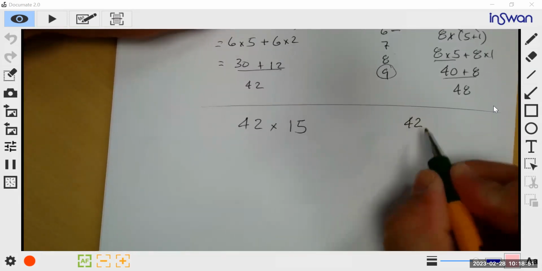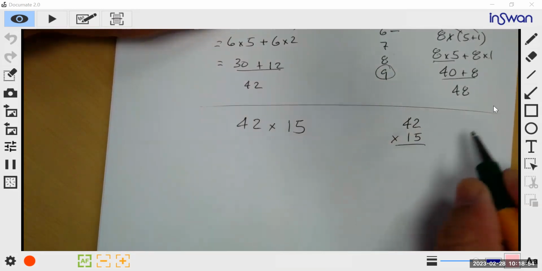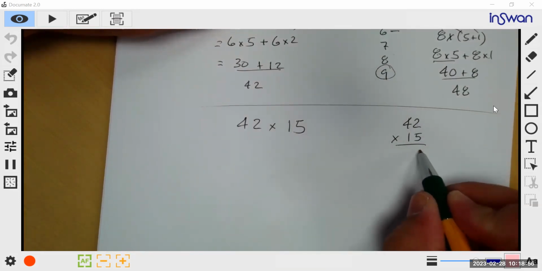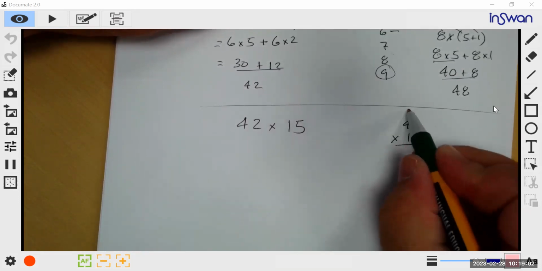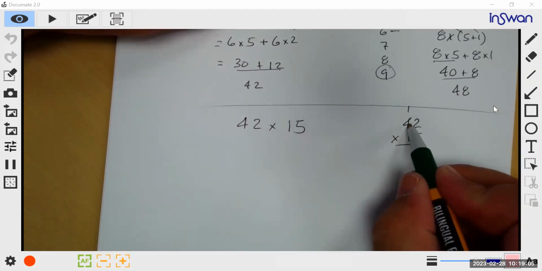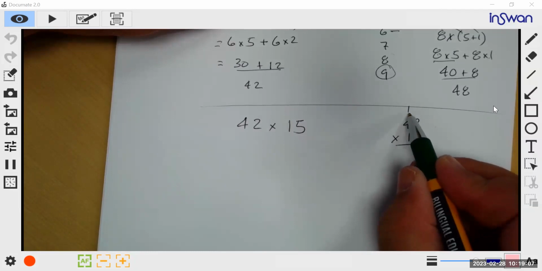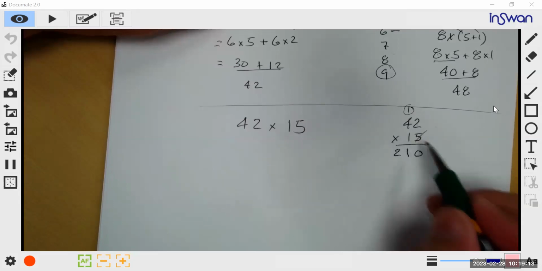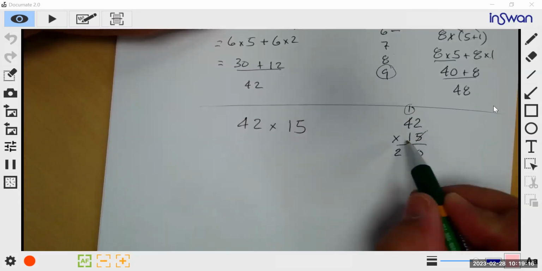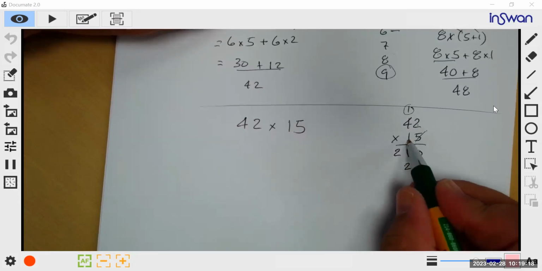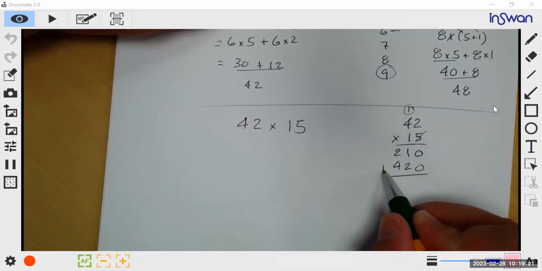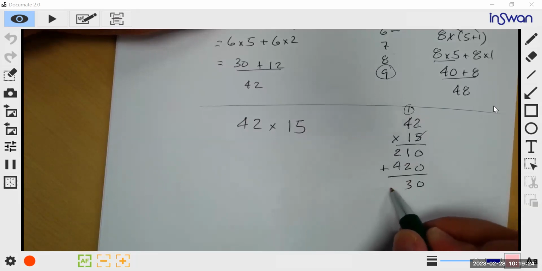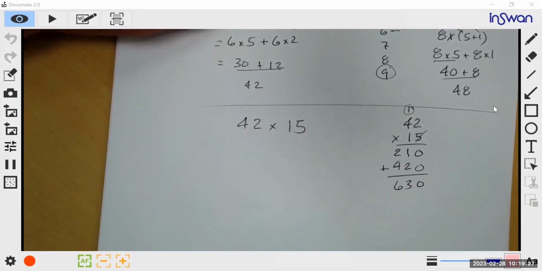Typically, this is the standard way. 5 times 2 is what? 10. So put the 0, carry the 1. 5 times 4 is 20, plus 1 is 21. Yes, finish that one. Now, put a 0. 1 times 2 is 2. 1 times 4 is 4. Add those. 630. That's the standard way people do it.